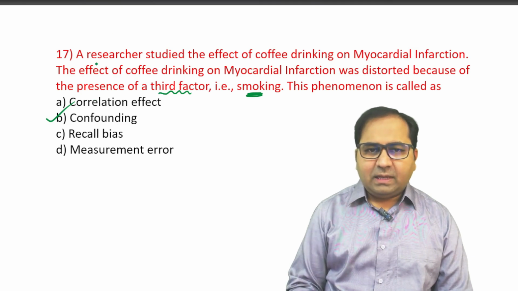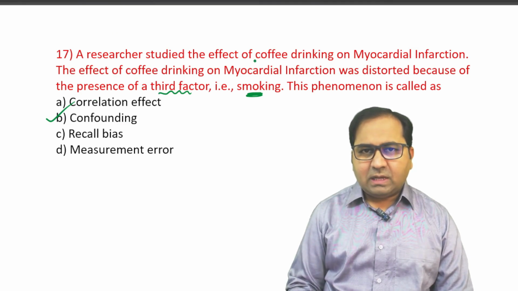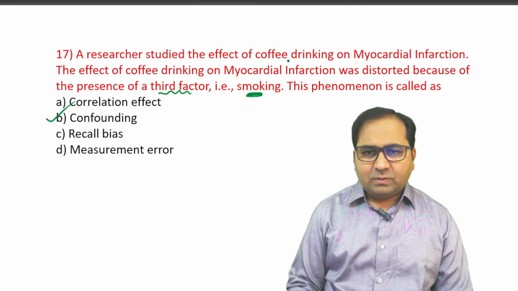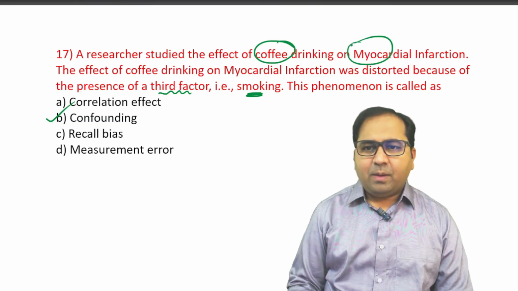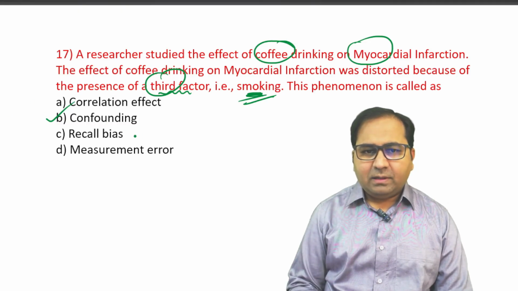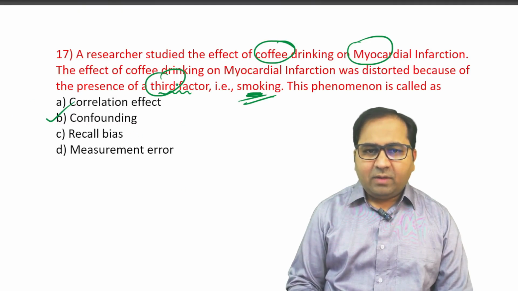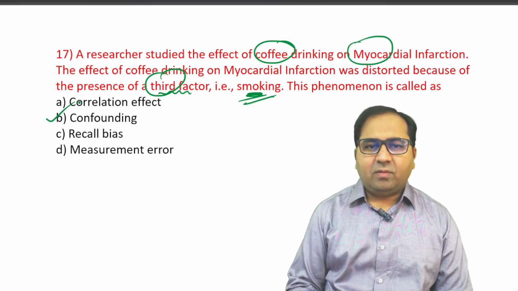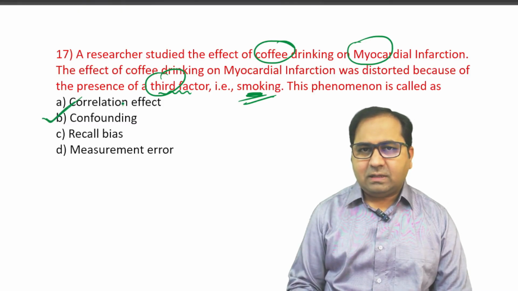Confounding. Once again, if this question is asked in the examination, if they are speaking regarding coffee drinking, MI, and the third factor as smoking, and they give options of correlation effect, confounding, recall bias, or any other, if they mention confounding, then please select confounding as the answer.